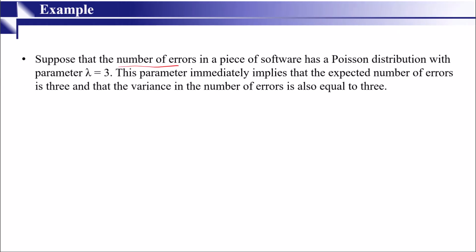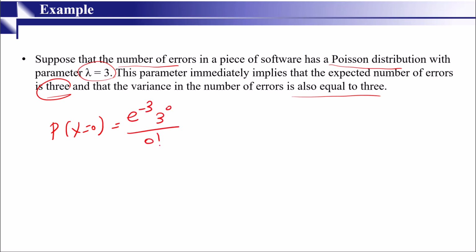Suppose that the number of errors in a piece of software has a Poisson distribution with lambda equal to 3. This parameter immediately implies that the expected number of errors is 3 and that the variance in the number of errors is also equal to 3. Here, the question is, what is the probability that a piece of software has no error? So it means probability of X equal to 0. Based on the equation, e to the power of minus 3, times 3 to the power of 0, divided by 0 factorial, which is e to the power of minus 3, and it is approximately equal to 0.0498.